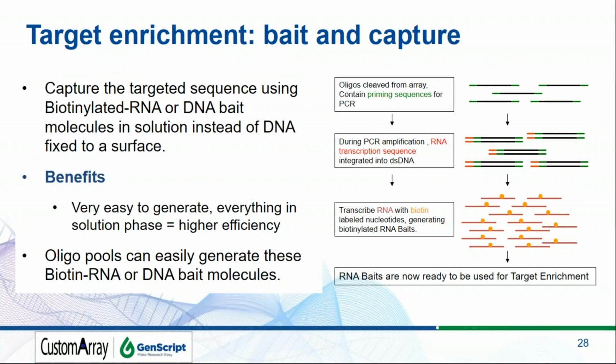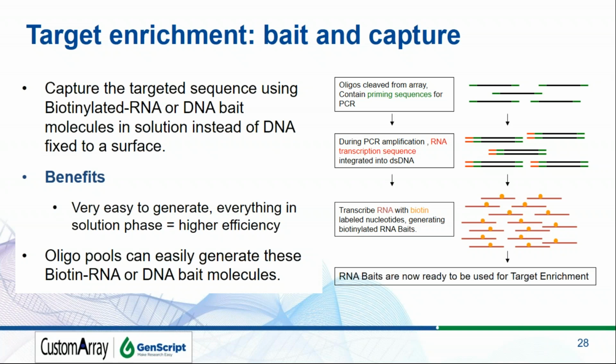Touching on target enrichment, this is kind of an example of a bait and capture. As I mentioned earlier, there are other methods or other styles of targeted sequencing. Bait capture is one of the older ones. But basically, you start with a pool of oligos that have a universal priming sequence on there. You amplify those, and in the amplification process, you add an RNA transcription sequence, T7 or SP6 or something like that. And then you do an in vitro transcription just to get single-stranded RNA. In the process, you dope it with biotin, and now you have biotinylated single-stranded RNA that is complementary to the region of interest that you want to capture.